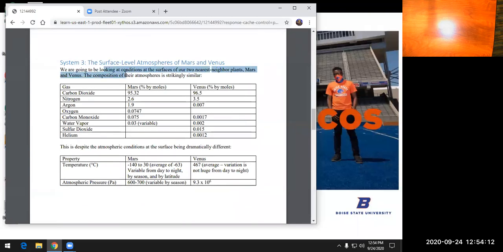The third system we're looking at is the surface level atmospheres of Mars and Venus. And so we've got the composition of each of the atmospheres by the various gases. And it's kind of interesting how very similar their atmospheres are, despite the fact that there is a maybe almost 4 order of magnitude difference in the pressures at the surfaces. But the ratio of the compositions are nearly identical. I also give you the temperatures.